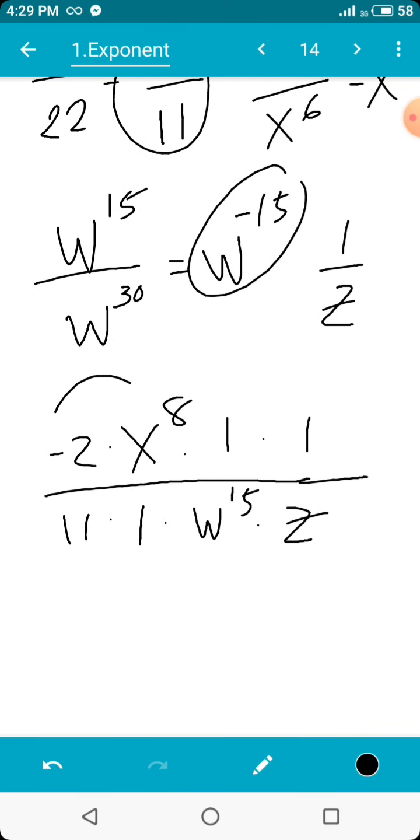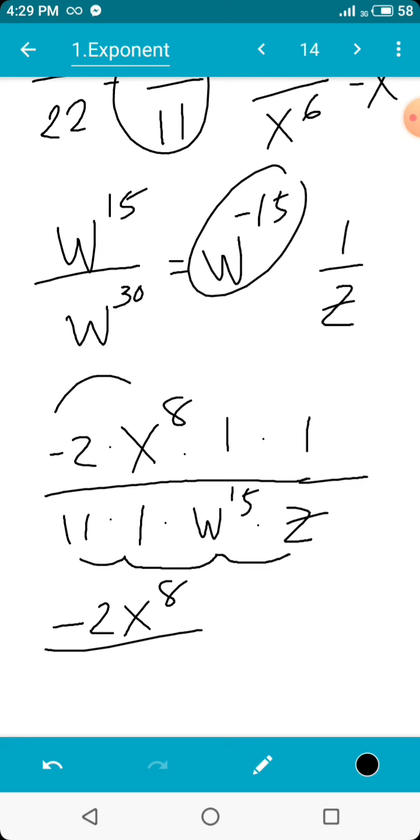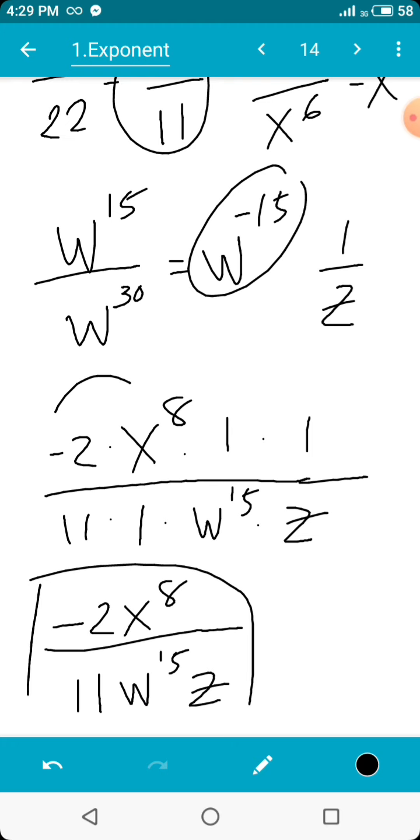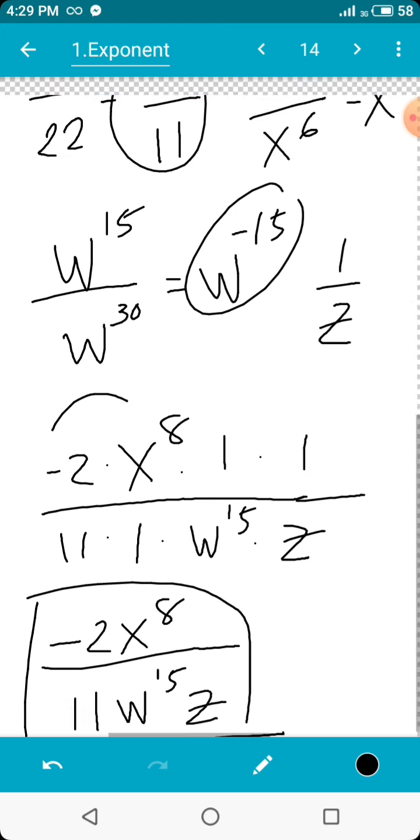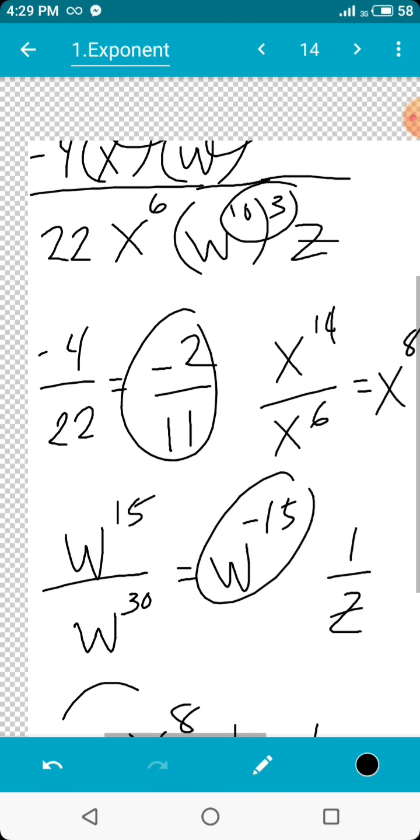So, multiply natin siya. So negative 2 times x raised to 8 times 1 times 1. So it will become negative 2x raised to 8. And then yung denominator, 11 times 1 times w raised to 15 times z. So it will become 11 w raised to 15 z. Okay? So, wala tayong negative na exponent, so we're okay. So, this is how we simplify our expression na ito.